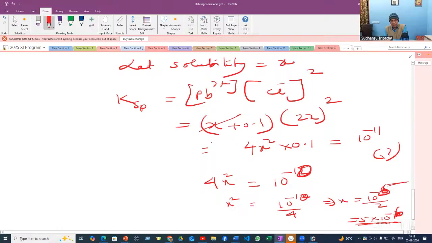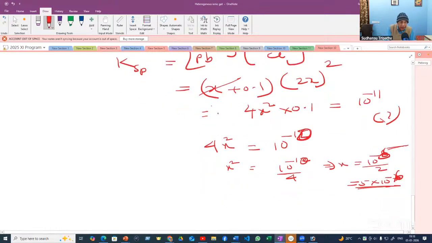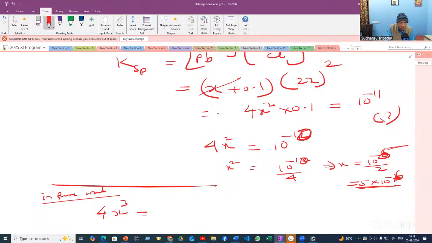So this is the solubility, but had you not taken the help of the common ion effect, you see the solubility has been lowered. See, only in pure water, simply 4x cube. x into 2x whole square is equal to 10 to the minus 11. So x is equal to the cube root of 10 to the minus 11 by 4.